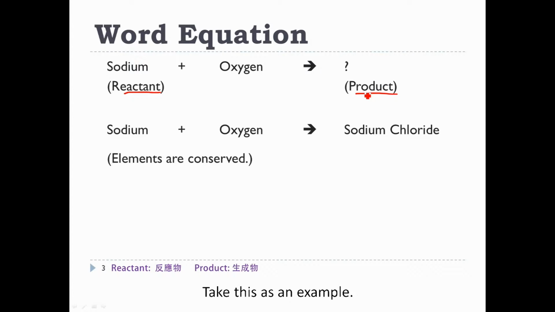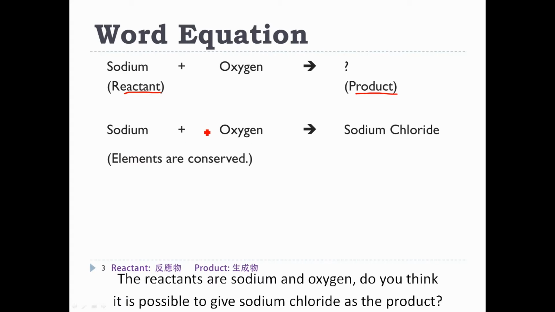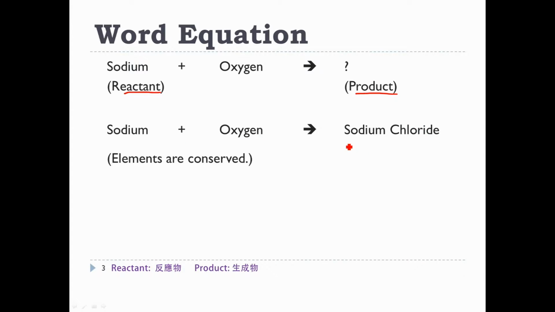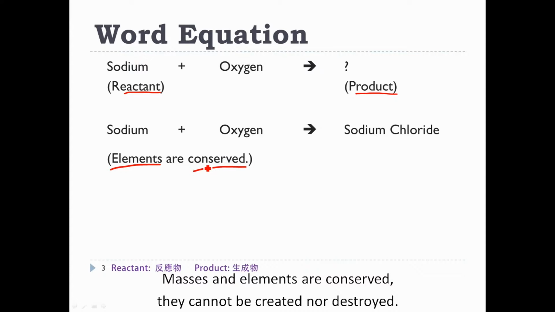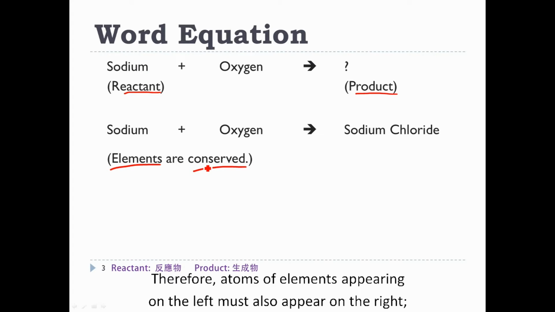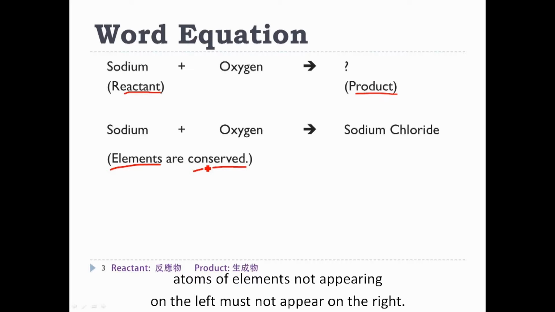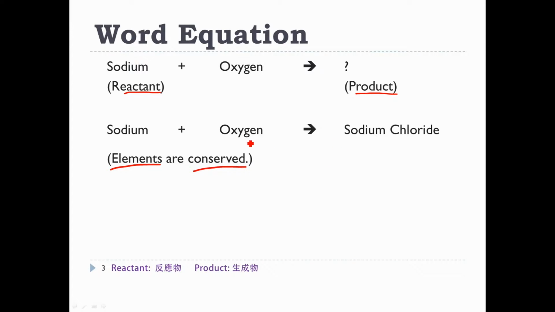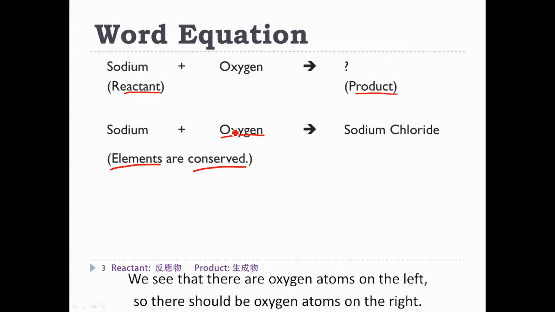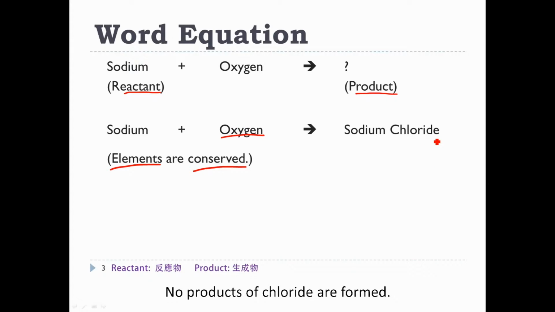Take this as an example. The reactants are sodium and oxygen. Do you think it is possible to give sodium chloride as the product? The answer is no. As mentioned above, masses in elements are conserved, they cannot be created nor destroyed. Therefore, atoms of elements appearing on the left must also appear on the right. Atoms of elements not appearing on the left must not appear on the right. We see that there are oxygen atoms on the left, so there should be oxygen atoms on the right. No products of chloride are formed.